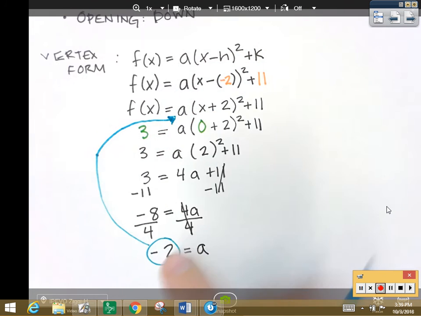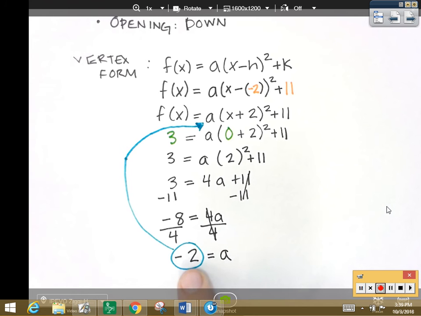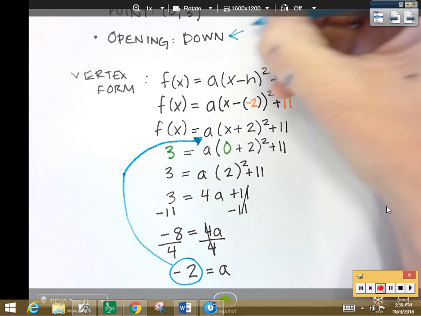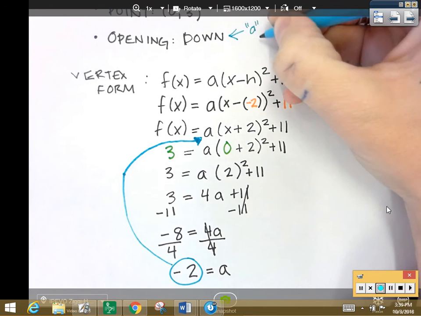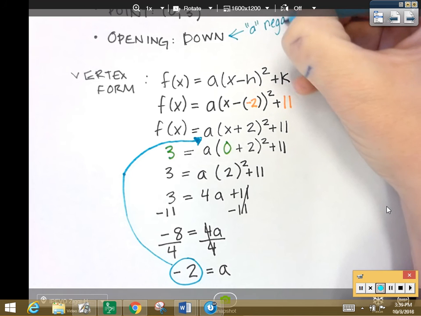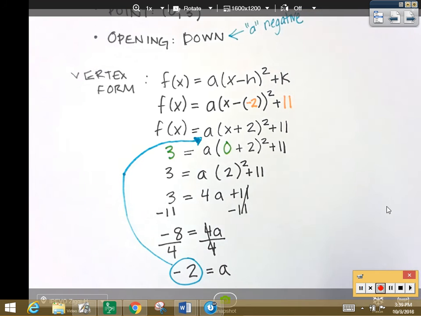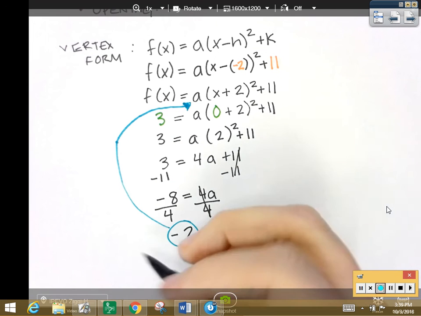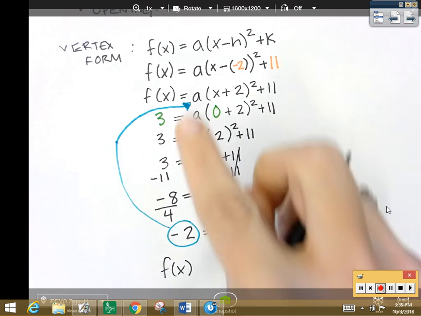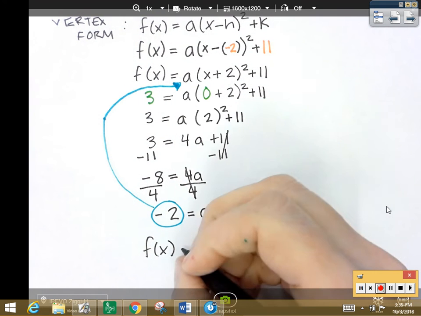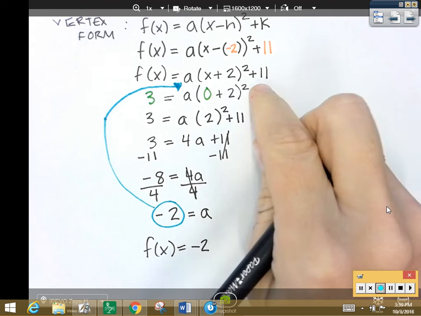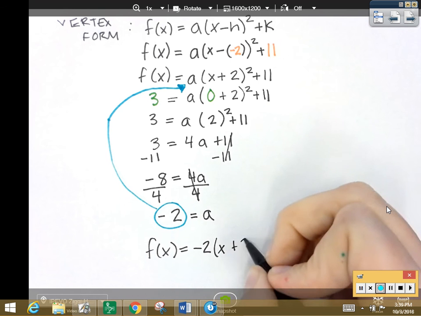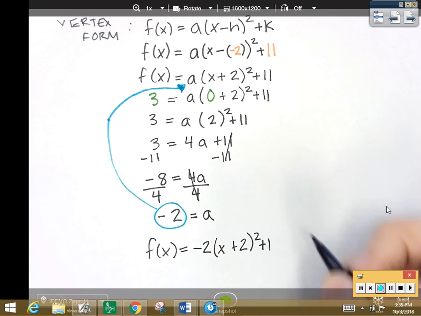And this is a double check on yourself too, by the way. If you get a -2, that means your opening is down. So this clue told us that our a value had to be negative, which we found in -2, so that went ahead and worked out. So let's go ahead and plug this in and write our finished equation in vertex form, which is f of x equals, plugging that -2 in for this a here, I get -2, and then the rest of it, I had already plugged in my h and k, so I'm just going to copy the rest of that. So that's x plus 2 squared plus 11.